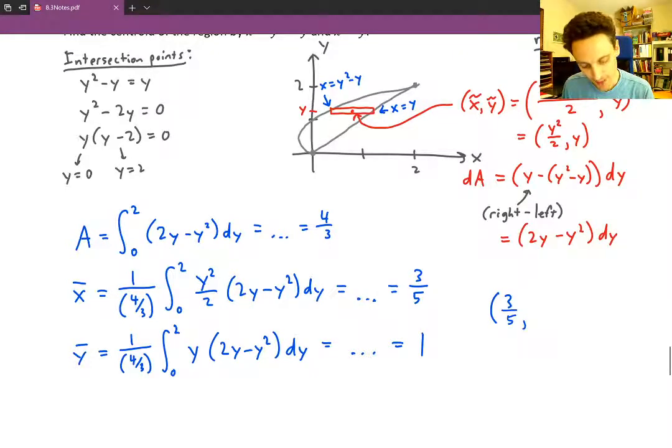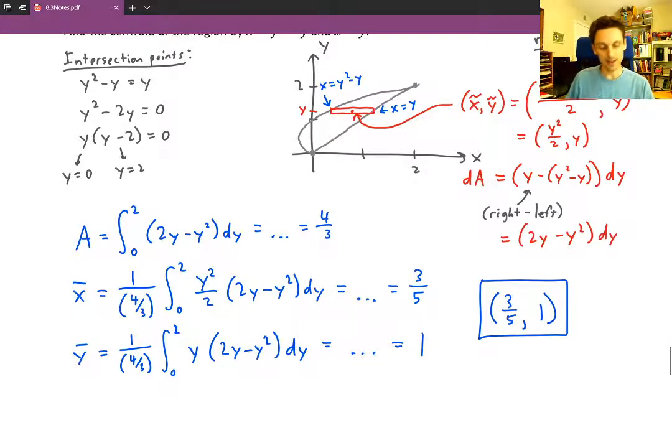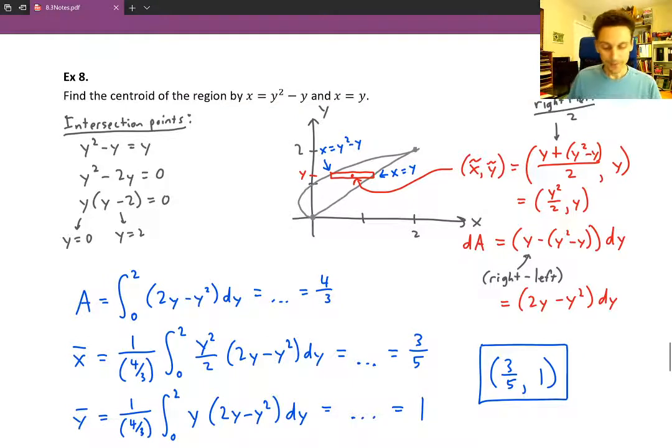So the center of mass, or more specifically the centroid, which says that our area density is constant throughout, is 3/5, 1. We can just do a quick check to make sure that that sounds reasonable. 3/5, 1, that's right around here. So that seems pretty reasonable.